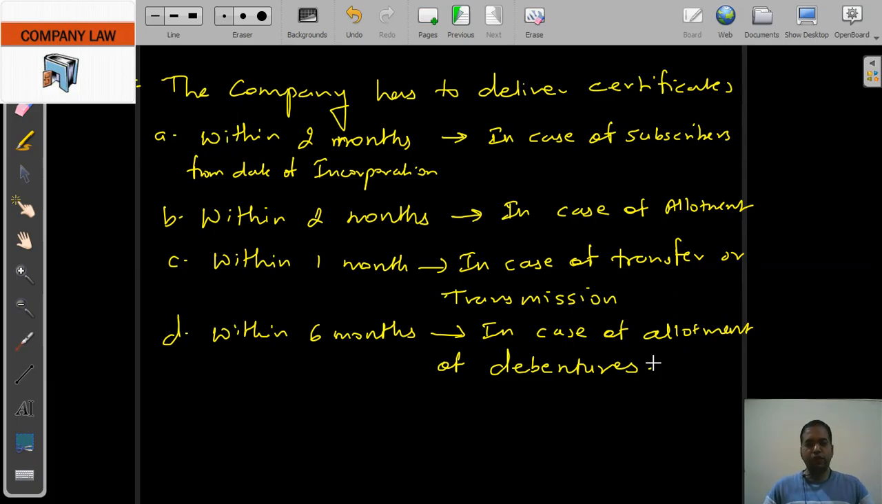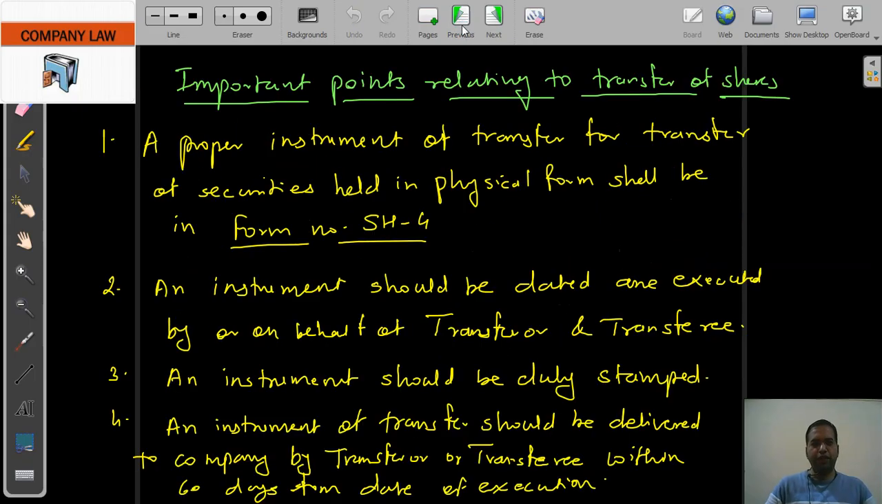So these are some of the important points relating to the transfer of securities. First of all, a proper instrument of transfer for the transfer of securities should be in the physical form, which shall be in form number SH4. So here we are talking about the physical share transfer.